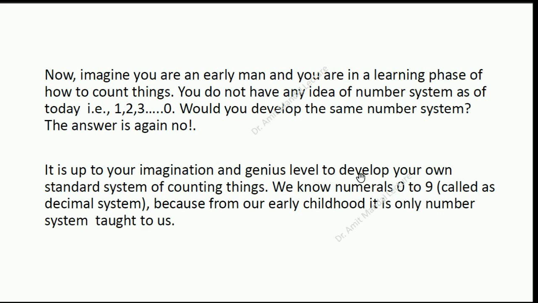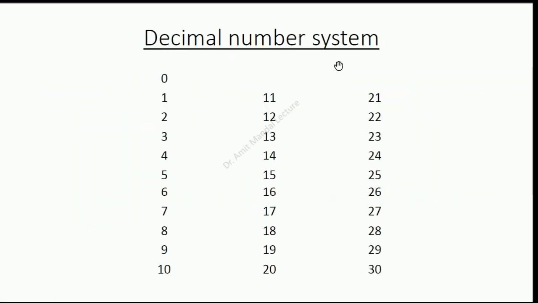We know the numerals 0 to 9. It is called the decimal system, because from our early childhood it is the only number system taught to us. So we believe that things can be counted only with the help of these numerals. In the decimal number system there are 0 to 9, 10 unique numerals, and the rest of the numbers are made up using only these 10 unique numerals. For example, for 10 we use 1 and 0, for 11 we use 1 1, for 16 we use 1 6, like this.